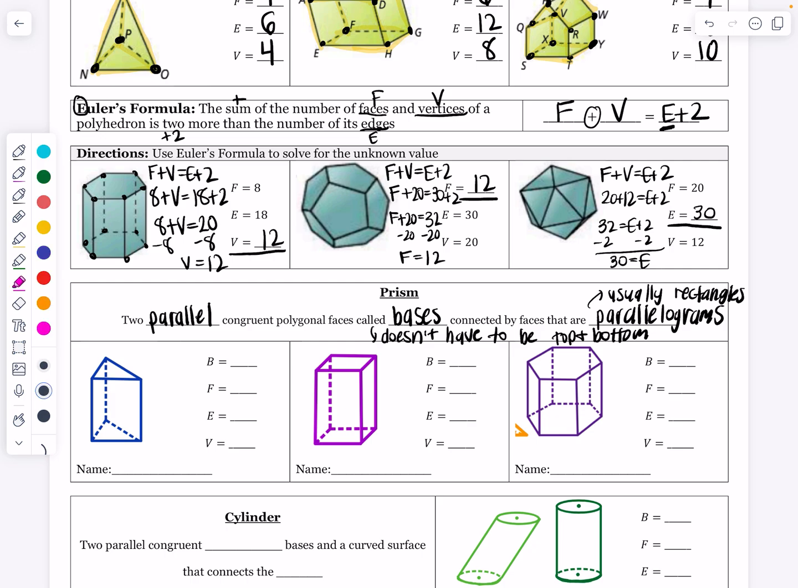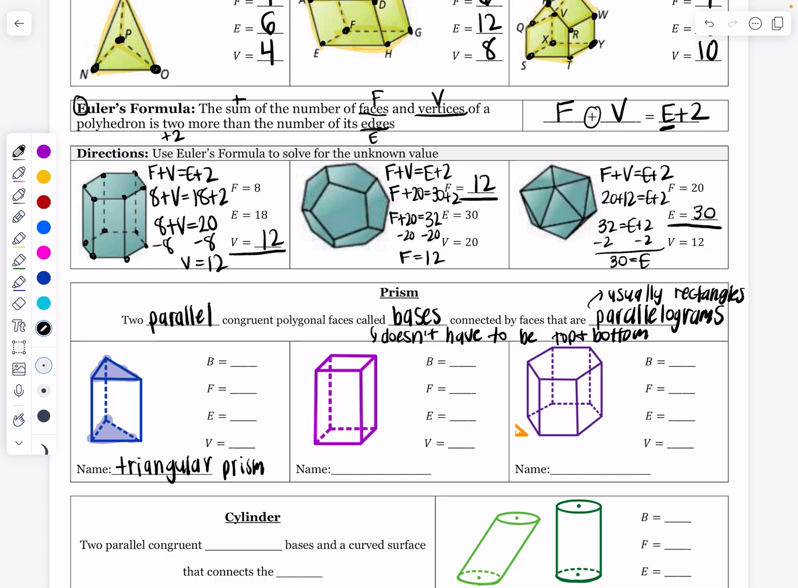So which pieces would you say are parallel in this first shape? I would say that this triangle is parallel to this triangle. So this is going to be a prism. What do we call him? How do we name him? We name him by the bases. So what shape is the base? Those are triangles. So you could call that a triangular prism.